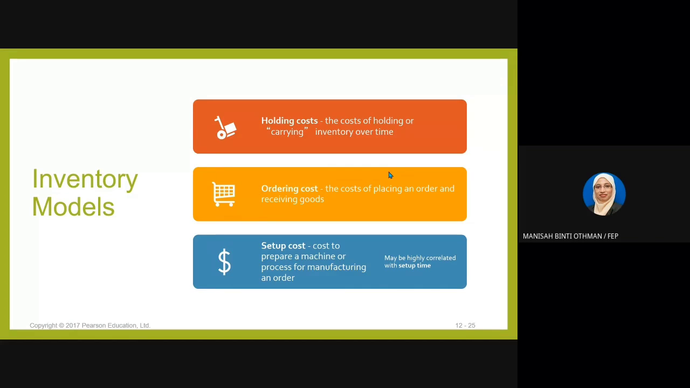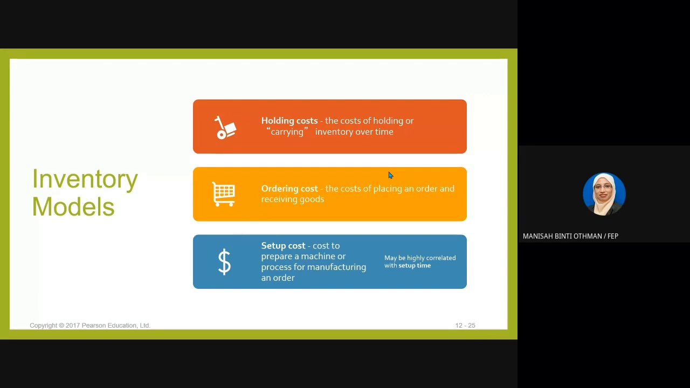Ordering cost is the cost to place an order and receive the goods. When you order, and also when you receive the goods, that is categorized as ordering cost. Ordering cost is normally based on per order. So if you order a small quantity, the ordering cost per unit will be higher compared to ordering more quantity in one order. The ordering cost per unit will be less compared to ordering just a few units, because ordering cost is per order.